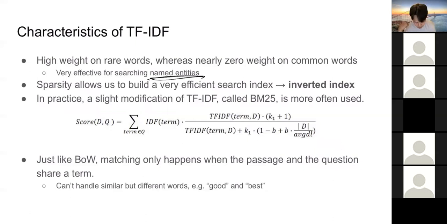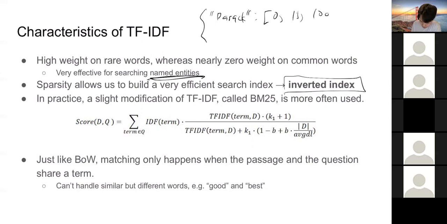Another really important characteristic is that the sparsity allows us to build a very efficient search index, and it's called an inverted index. So what do I mean by that? You're going to do this for your assignment number 2. Because of the sparsity, you can track which documents have the term Barack. Then you can have a dictionary that has a key Barack and document IDs like 0, 15, 1,000, 10,000, and maybe 15,001, et cetera. And suppose this is very small compared to the size of the entire document collection.